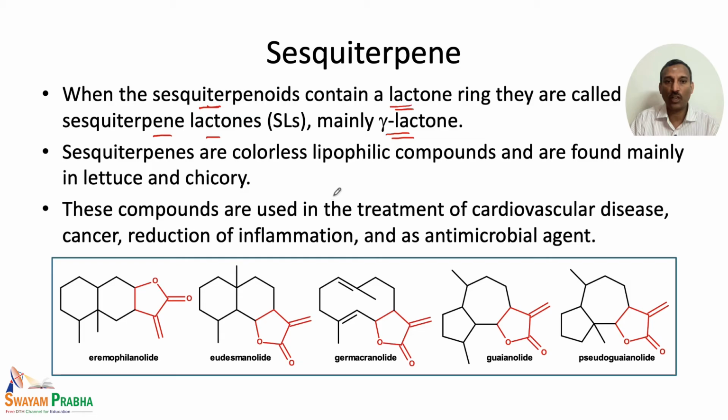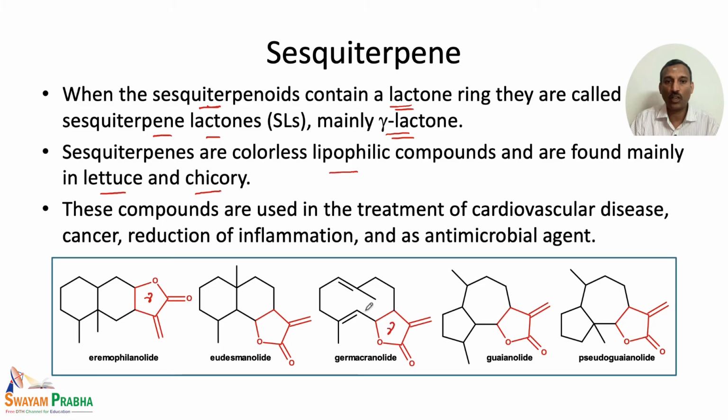There are more than 6 or 7 different types of lactones known, and these compounds are basically lipophilic compounds. Many of the sesquiterpenes are found in the lettuce and chicory that we generally consume. Some examples of the lactones, that means gamma lactones, are given here: macronolide, guaianolide, pseudoguaianolide. These are different types of lactones present in the sesquiterpene lactones, and they all have the gamma lactone, or the 5-membered ring, present here.